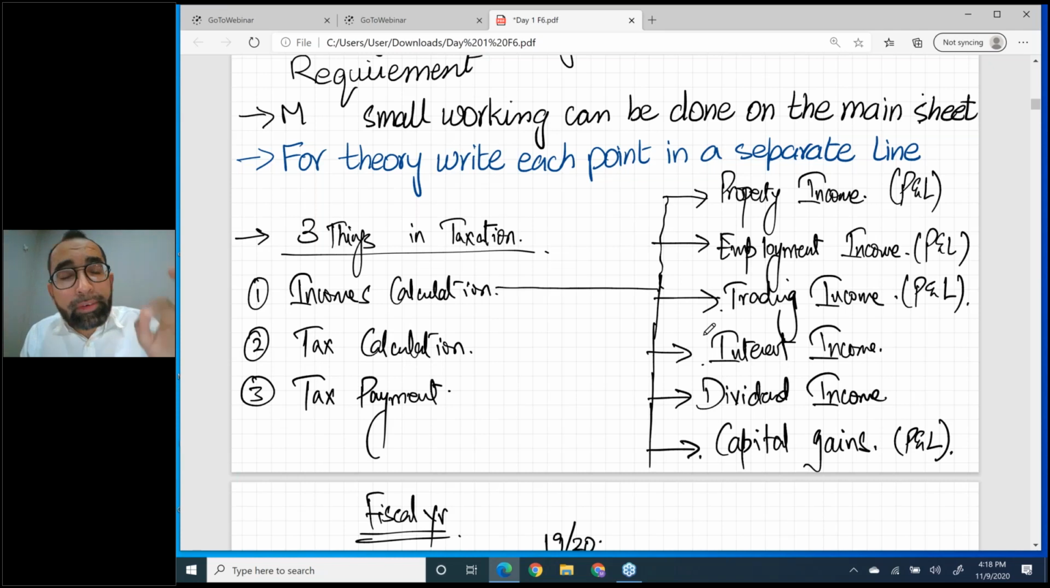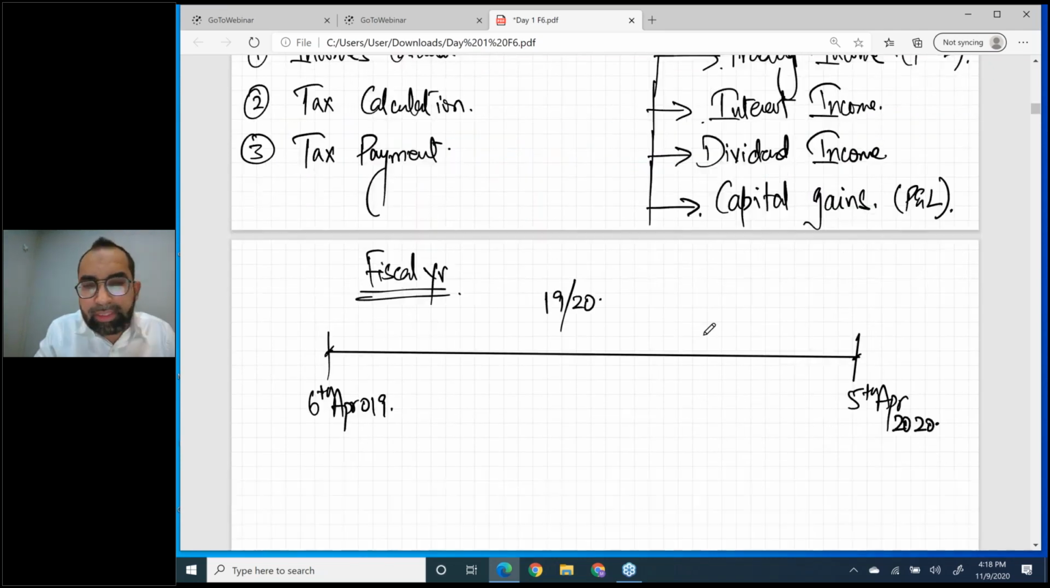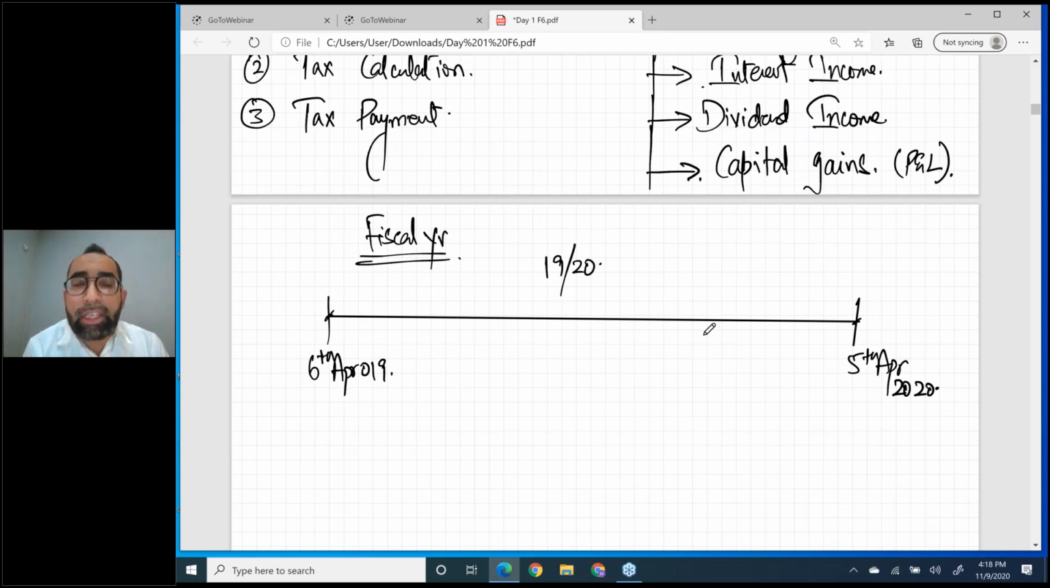So for interest income and dividend income, receiving date is very important. If receiving date falls in your fiscal year, then you can take it, otherwise leave it. Now my dear students, this is the fiscal year. In UK, fiscal year starts on 6th April and it ends on 5th April. And what's the relevant fiscal year for your paper?